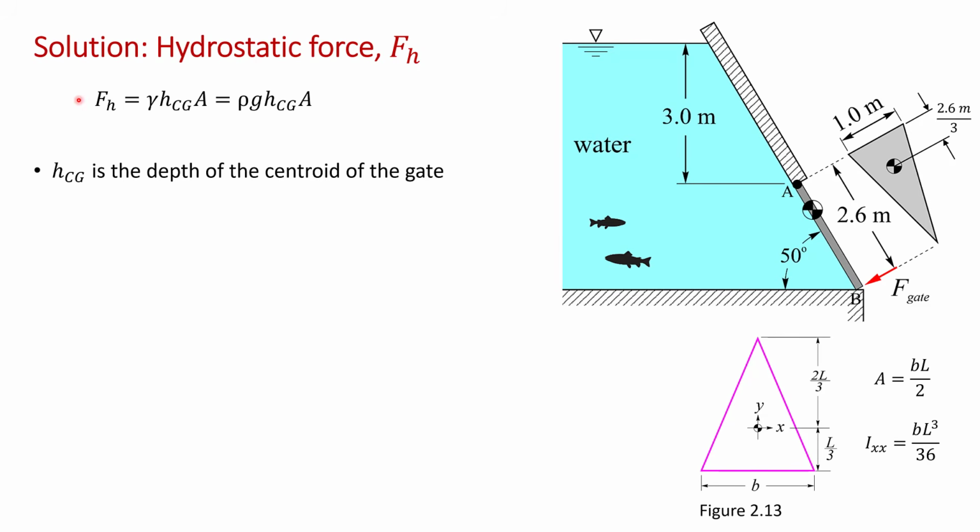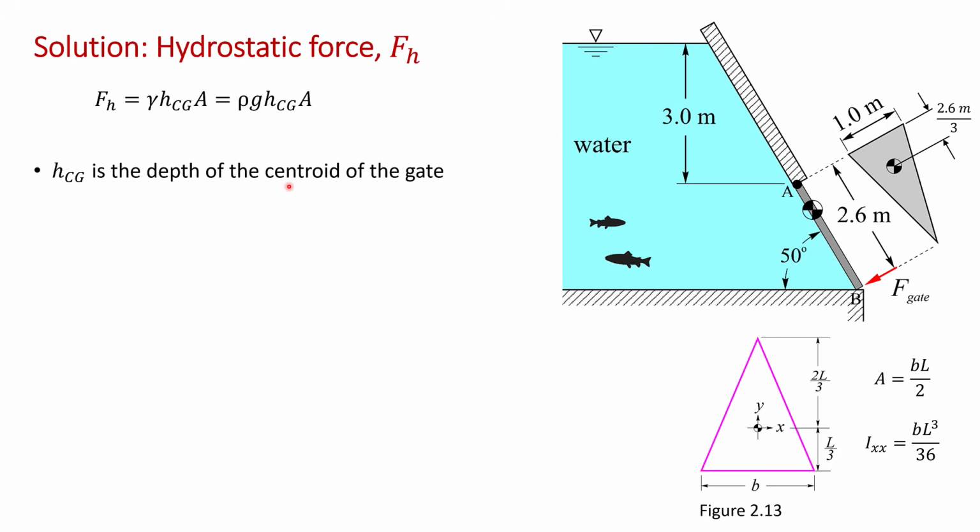The hydrostatic force on the gate is Fh, which is gamma hcg times A. Gamma is the specific weight of water in this problem, so the density times the gravitational acceleration. Hcg is the depth of the centroid of the triangular gate, and A is just the area of the gate.